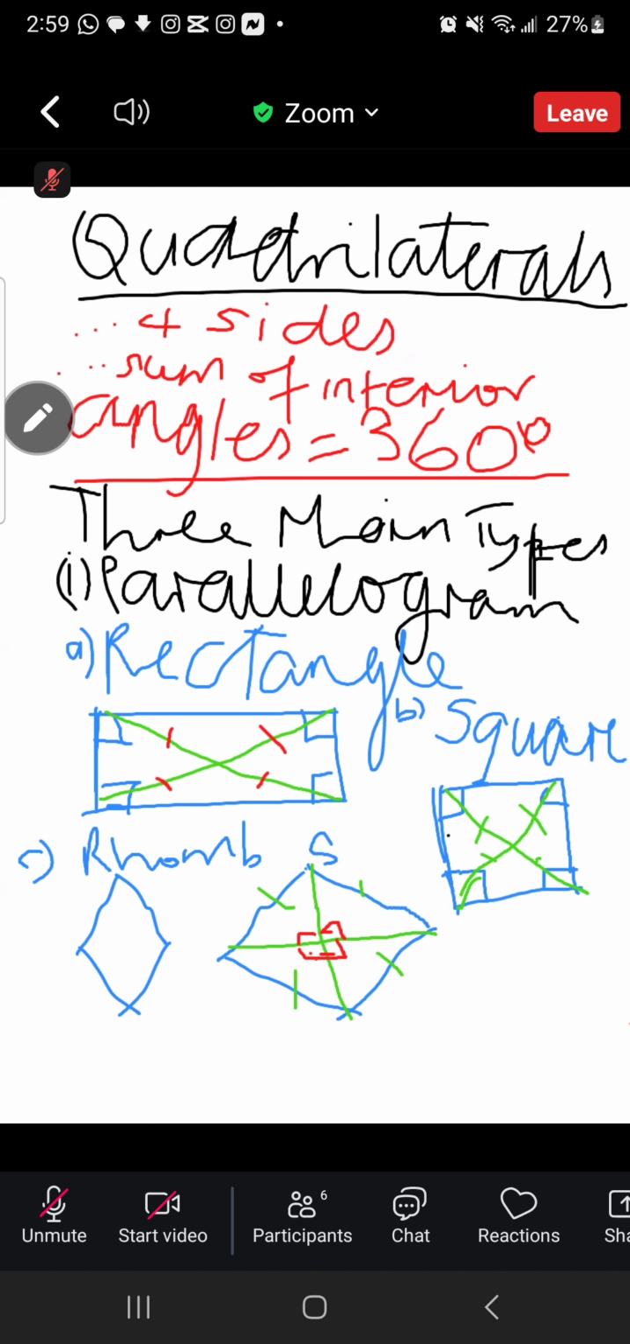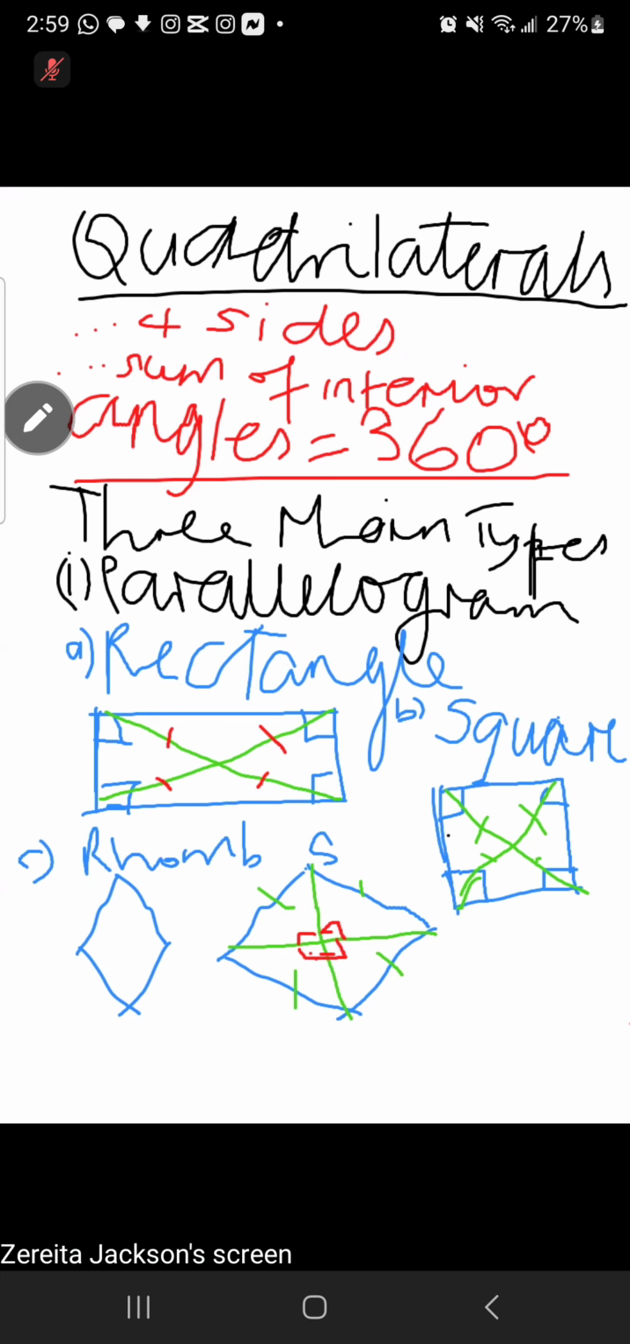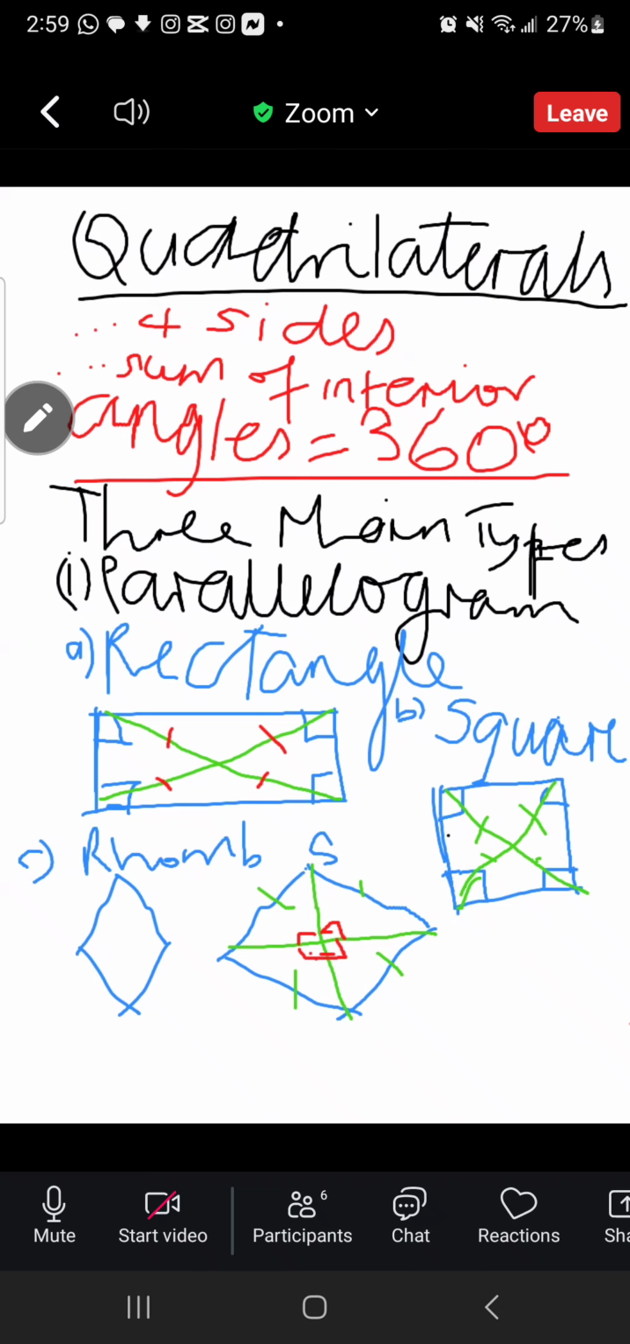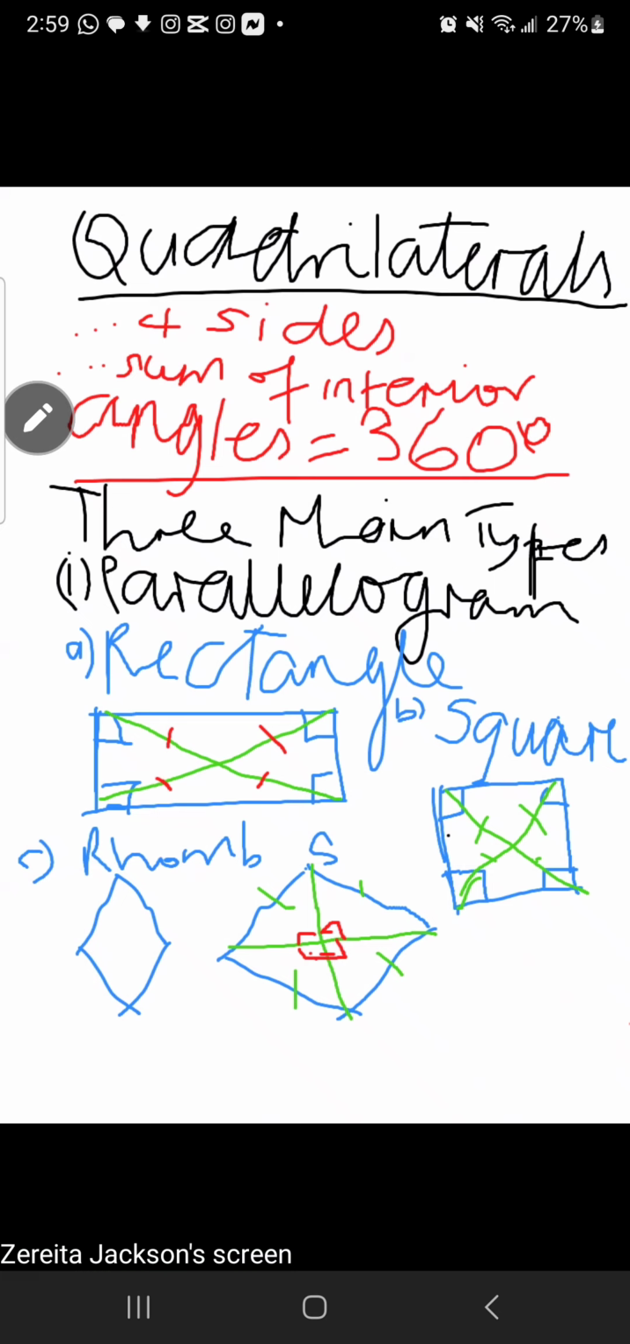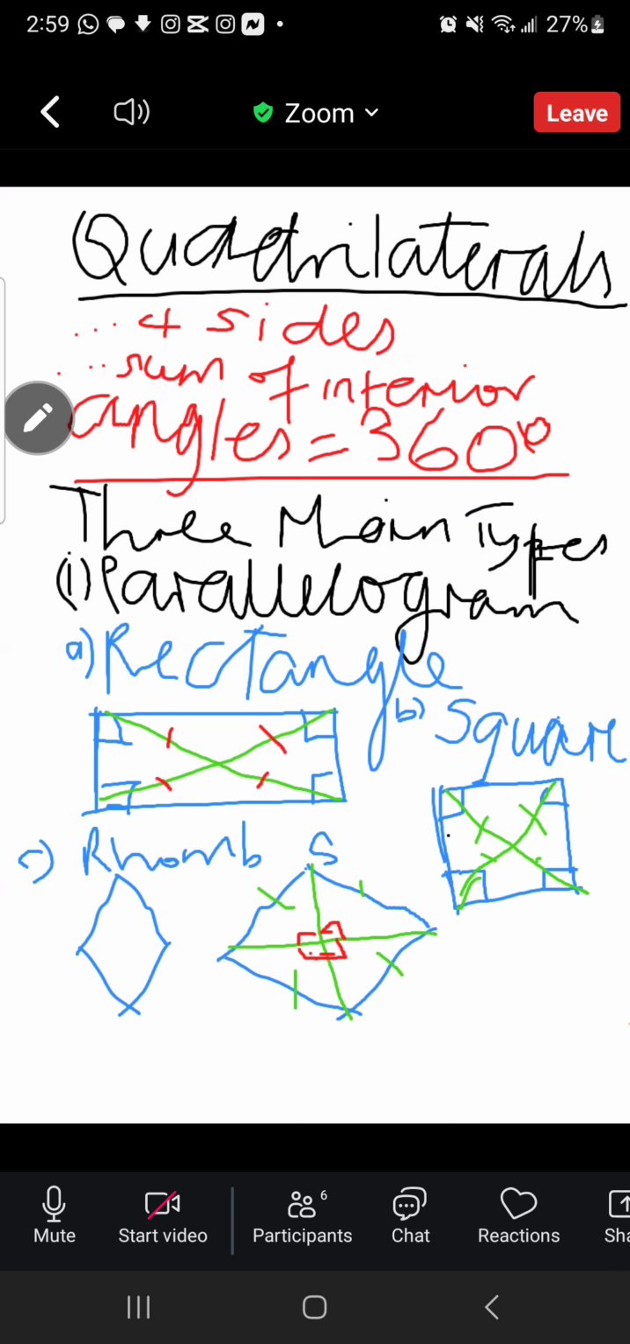For the rhombus, what do you want me to repeat? Everything for the rhombus? All right. The rhombus has 4 equal sides. S-I-D-E-S. 4 equal sides. That's point number 1. Point number 2, diagonals bisect at right angles. Diagonals bisect at right angles.